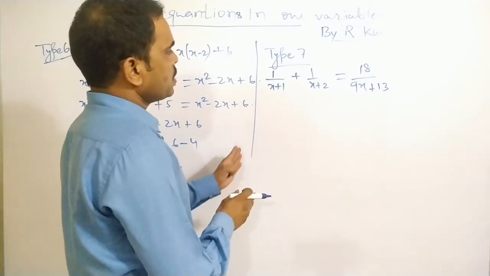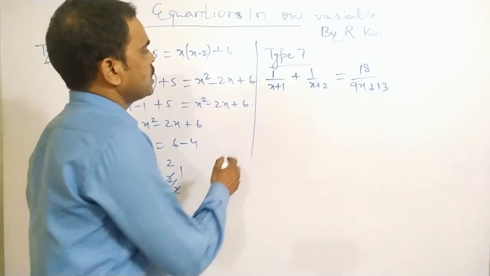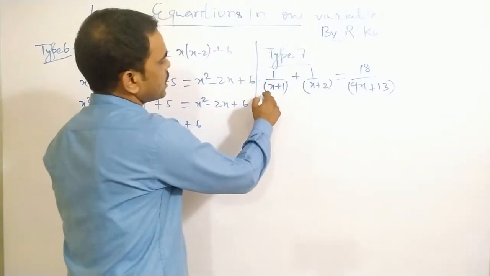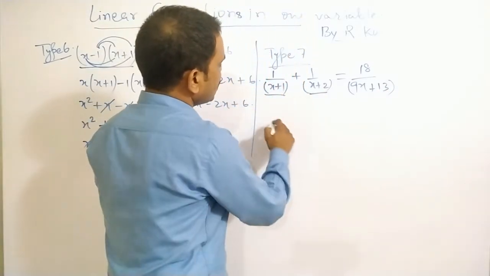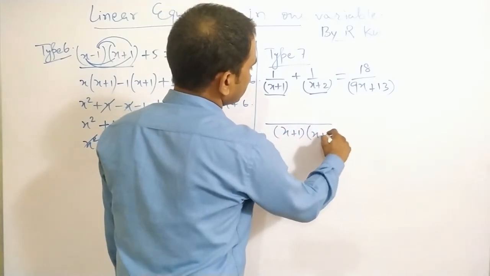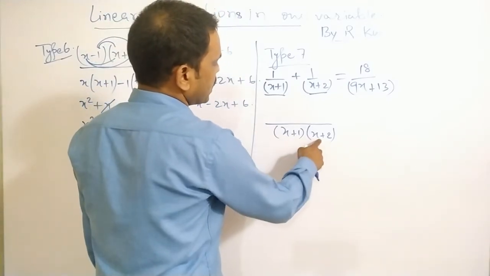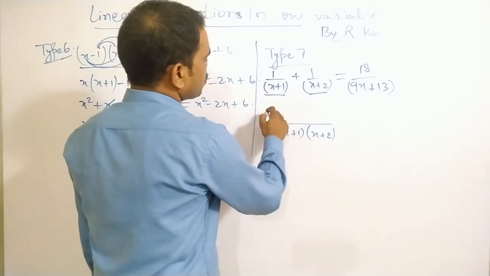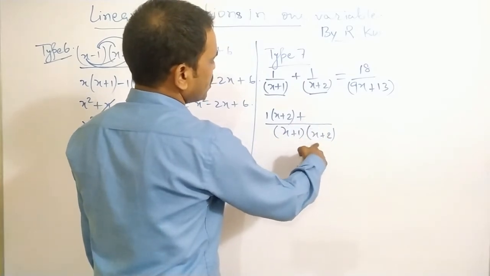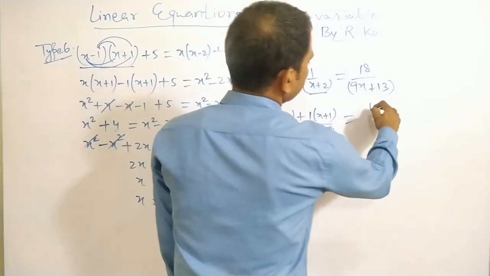Again, this is not in its simplest form. First of all, you have to take the LCM and keep it inside the bracket. When you take the LCM of x + 1 and x + 2, it will be only the product of x + 1 into x + 2. When you divide this by x + 1, this will be cut and you will get x + 2. So 1 into (x + 2) plus, dividing by x + 2, that will be cut, then you will get x + 1, so 1 into (x + 1) = 18 by (9x + 30).